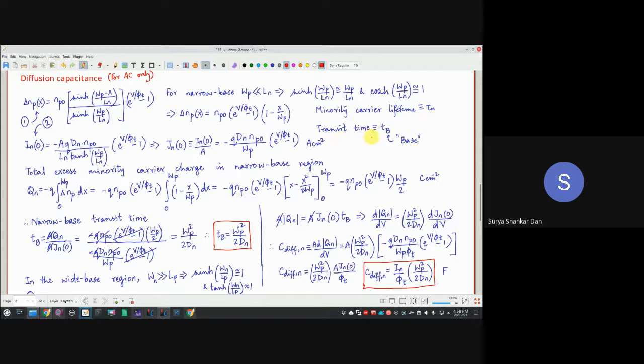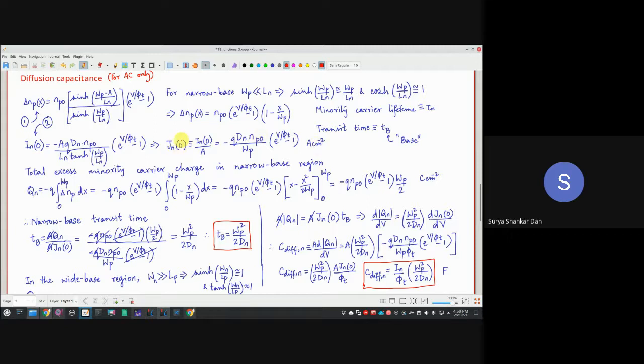So transit time is the amount of time taken for the electrons to move from the emitter base junction to the collector base junction. And minority carrier lifetime is tau n. So now, in the equation which I copied from the previous page, this is a scenario. What is the current density? Simply I will remove this capital A. Current density at 0 will be essentially this. And remember, I have put tanh of Wp by Ln equal to Wp by Ln because it is narrow base. So Ln will cancel and you will be left with only Wp. Remember, this is in ampere per centimeter square because this is current density.